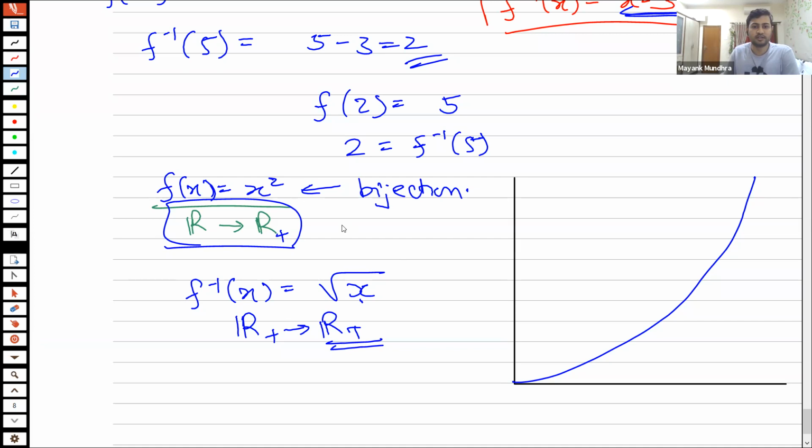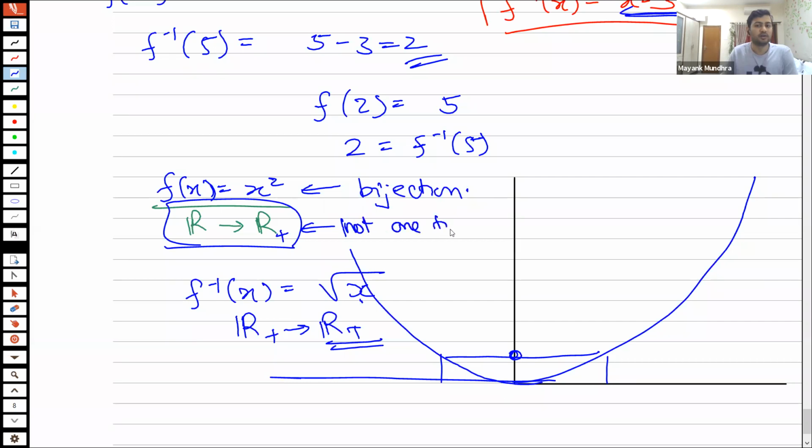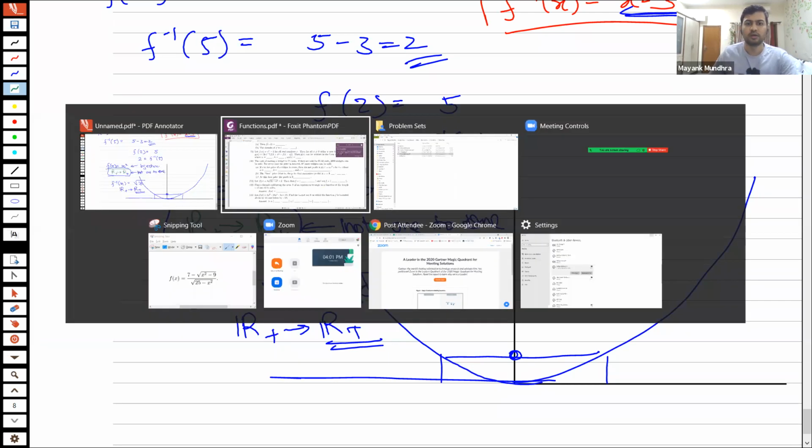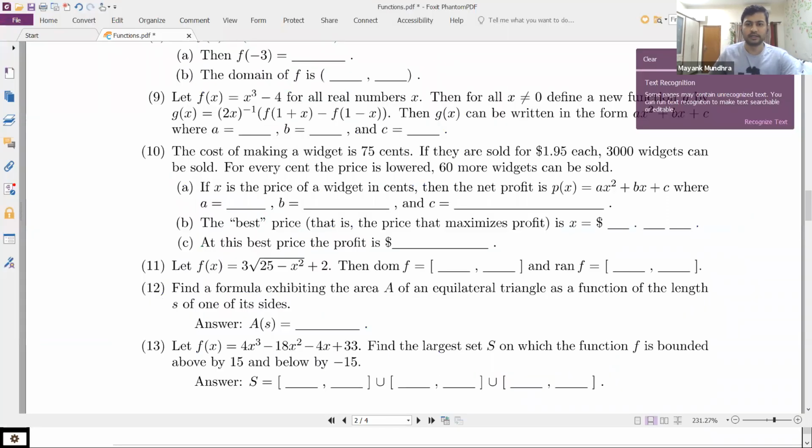So if all x values are allowed, then this function looks like this. So multiple x values give the same y value. So it's not 1-to-1. So that's why, to get rid of this, they defined this function x square as R plus to R plus. So only when x square is defined on R plus to R plus, the inverse exists and it is root x. Otherwise, the inverse does not exist. Okay. All right.